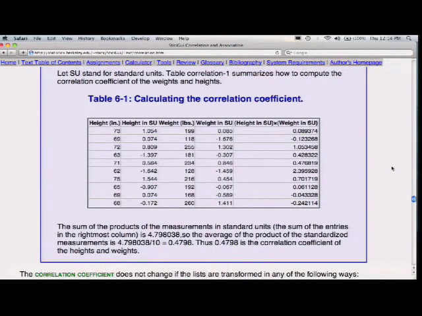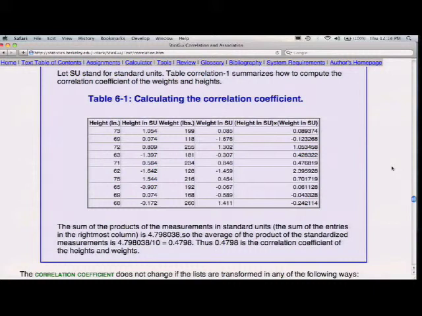Let's think about what goes on in this calculation. The first thing that goes on is we convert each of the lists to standard units. Suppose that my yardstick is 2 inches too short, so every height measurement is off by 2 inches. Is that going to change the value of the correlation coefficient if I made that kind of measurement error?